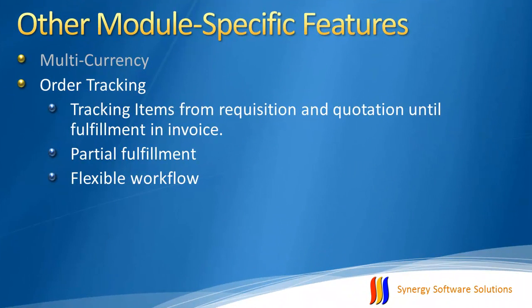Order tracking tracks items from requisition and quotation until fulfillment in purchase invoice and sales invoice. Partial fulfillment allows tracking items which are partially fulfilled. Flexible workflow allows you to transfer a sales order directly to an invoice, skipping the delivery order, or just use the invoice, skipping the delivery order and sales order.